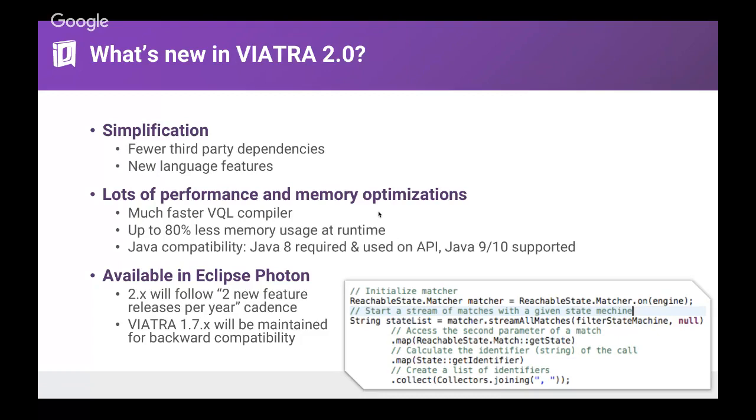Like I said, VIATRA 2.0 is available today in Eclipse Photon, and the 2.x series in the future will follow the two new feature releases per year cadence as before. But it's also important to note that the so-called classic series, so this VIATRA 1.7.x, will continue to be maintained for backward compatibility. So we are going to continue to provide bug fixes for that, and also maybe some features will be backported if there is demand for that. So for those of you who have some constraints related to the Java version, for example, you can continue to use VIATRA 1.7.x as you did before.